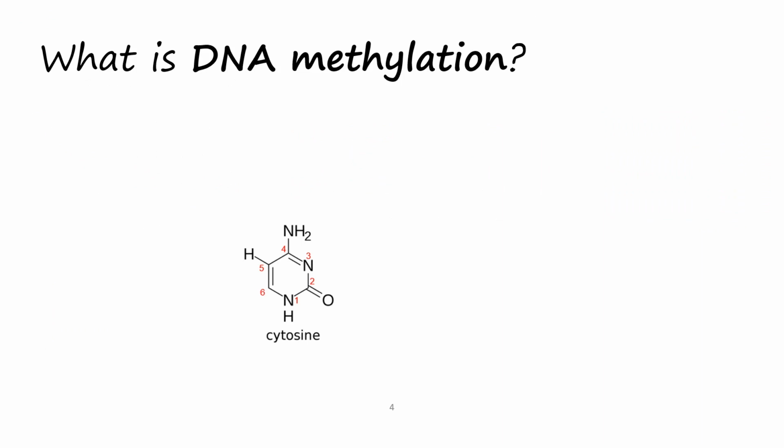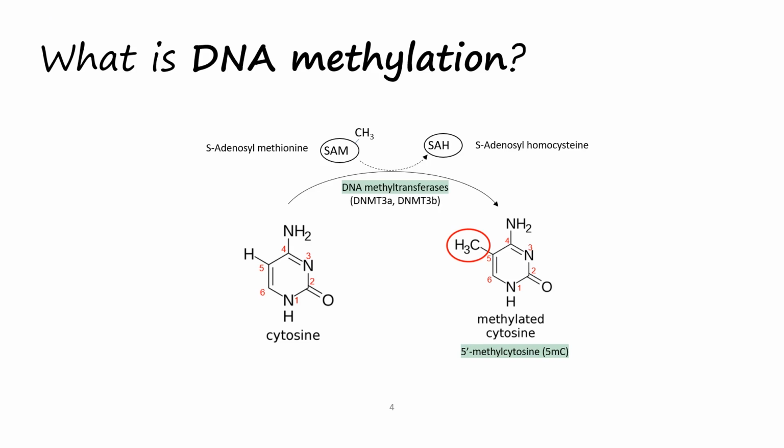So what is DNA methylation? DNA methylation refers to the addition of a methyl group to the fifth carbon on the cytosine ring, giving rise to 5-methylcytosine. The whole process is mediated by DNA methyltransferases, DNMTs.